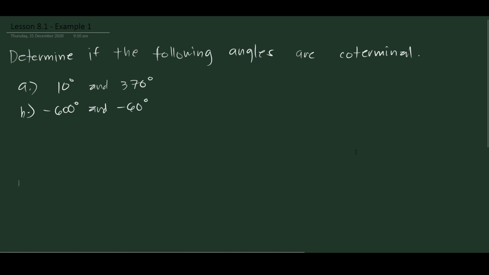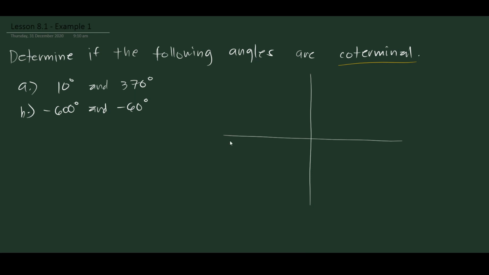So we are asked to determine if the angles are coterminal. So we have here 10 degrees and 370 degrees, and we also have negative 600 degrees and negative 60 degrees. Okay, so first thing that we need to do is we need to define coterminal angles. Now, coterminal angles, okay, let's draw the Cartesian coordinate plane here first. Now, coterminal angles are angles which, when drawn at standard position, share a terminal side.